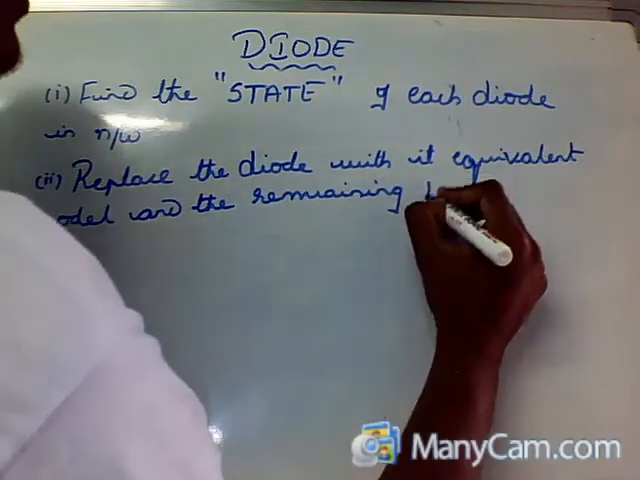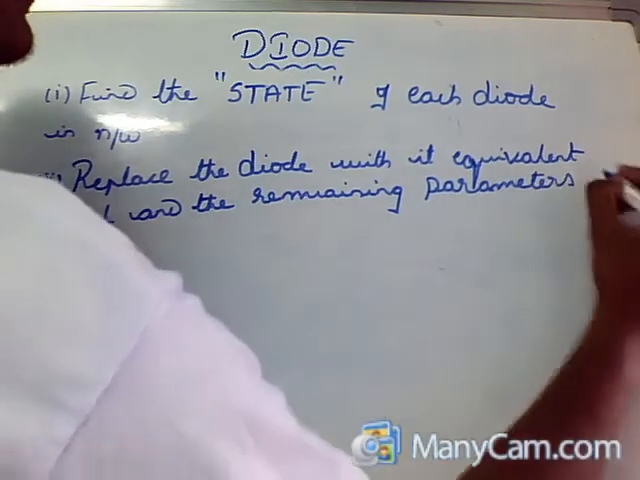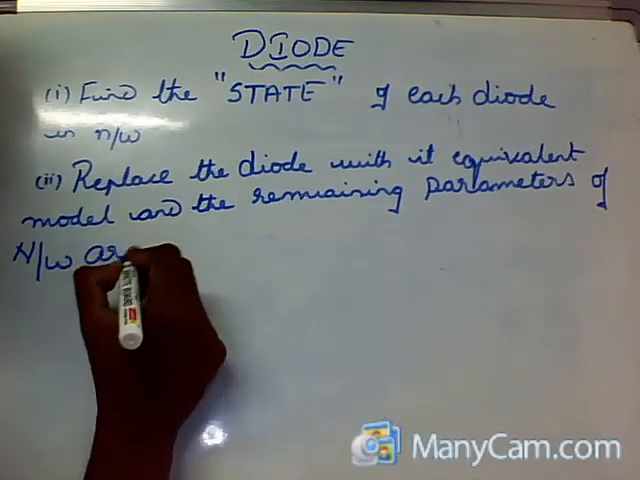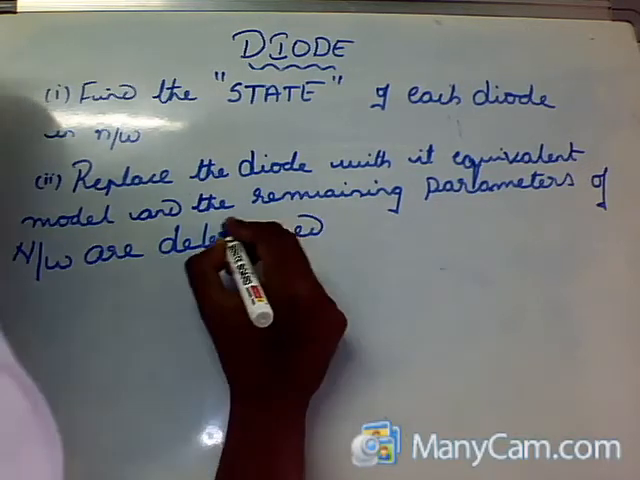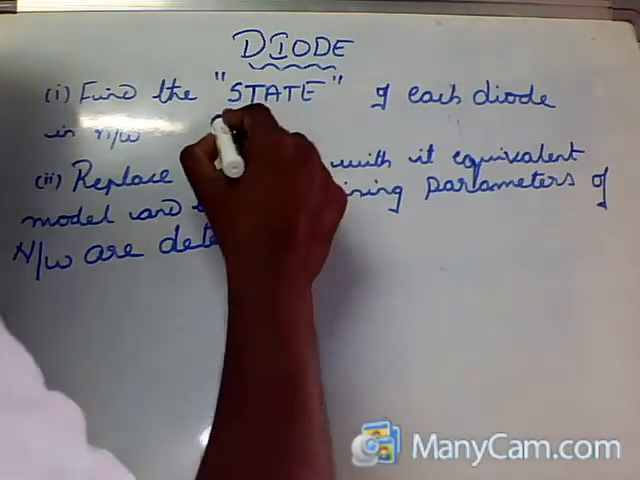Remaining parameters of the network are determined. These are the first two basic steps that we have to consider while solving a problem which consists of this nonlinear device. So, what is meant by state?